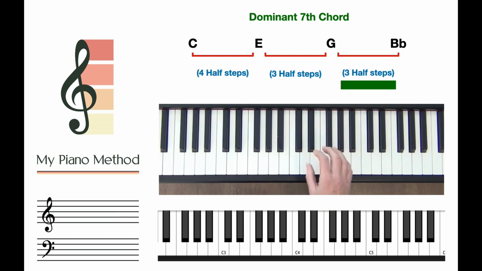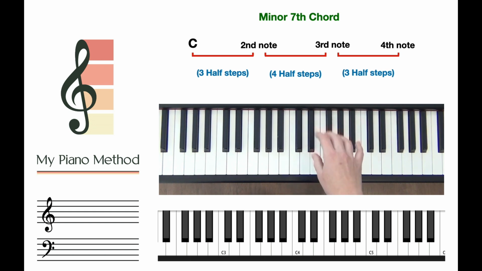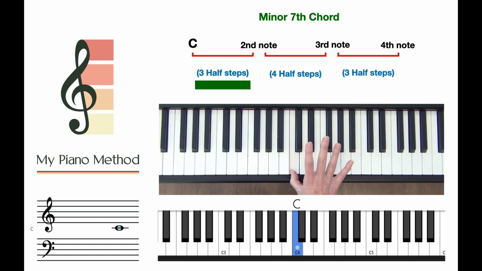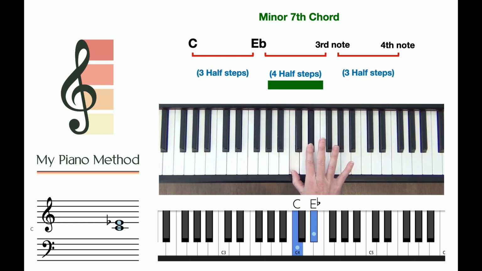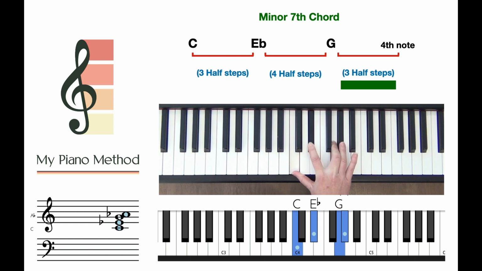And lastly, we have a minor 7th chord. So let's build that from the note of C again. We're going to move up 3 half steps, 1, 2, 3, followed by 4 half steps, 1, 2, 3, 4, followed by 3 half steps, 1, 2, 3. And this is our minor 7th chord.